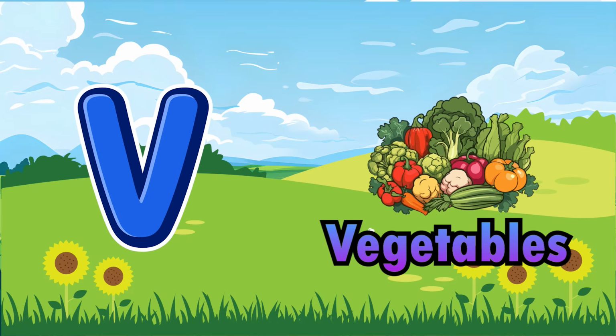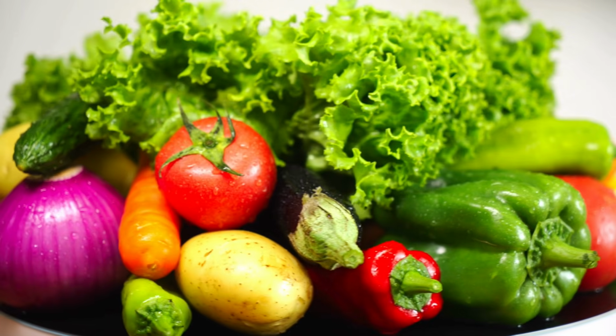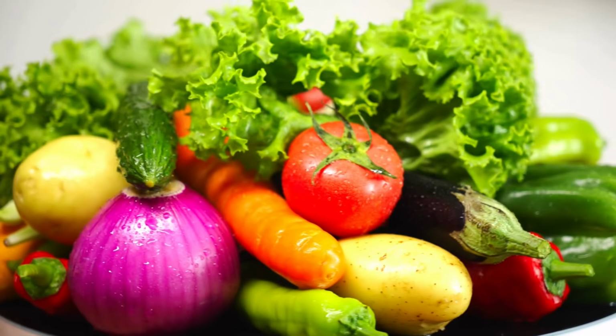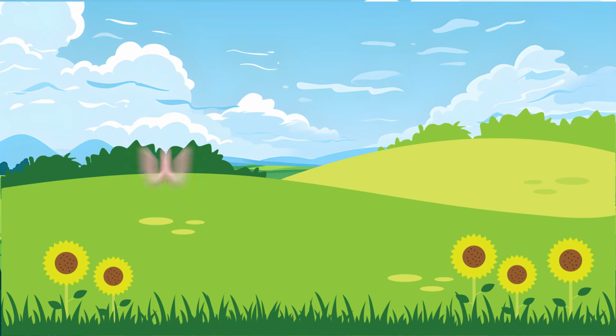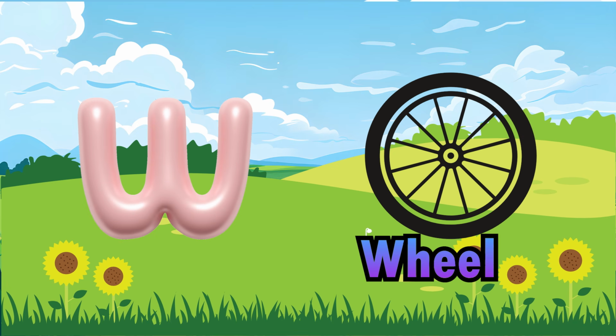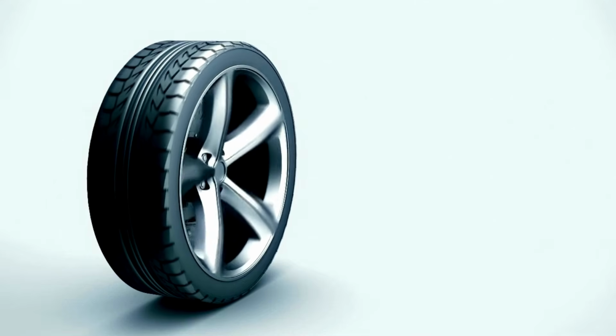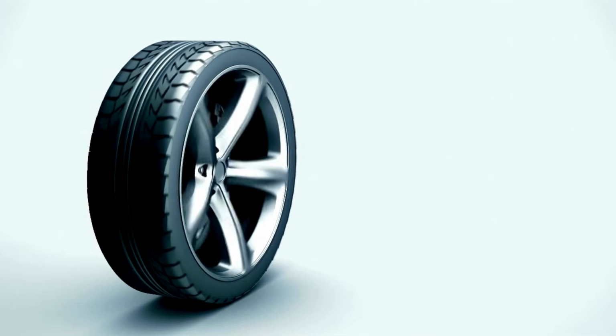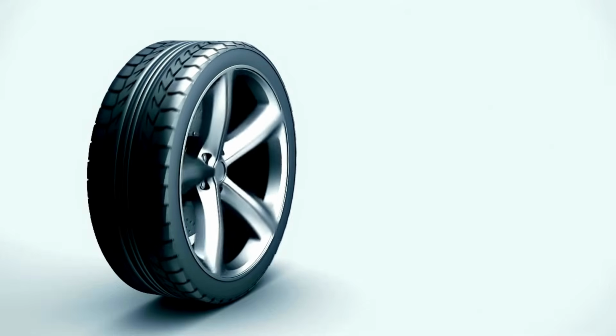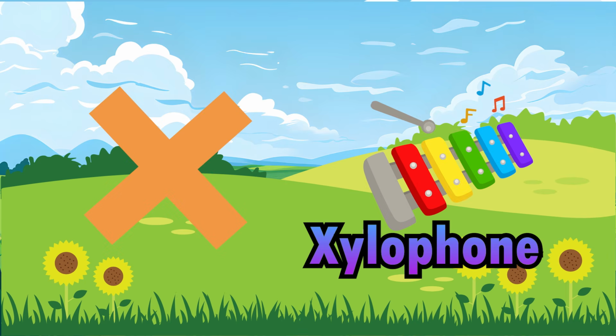V. V for vegetable. V-E-G-E-T-A-B-L-E-S. Vegetables. W. W for wheel. W-H-E-E-L. Wheel. X for xylophone. X-Y-L-O-P-H-O-N-E. Xylophone.